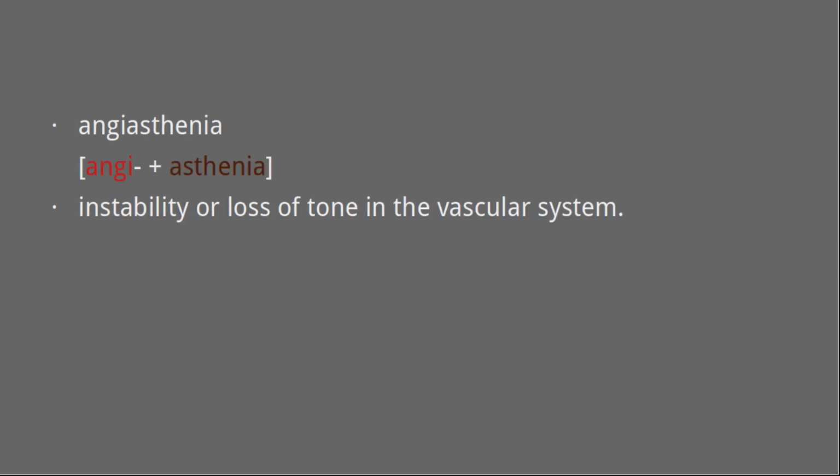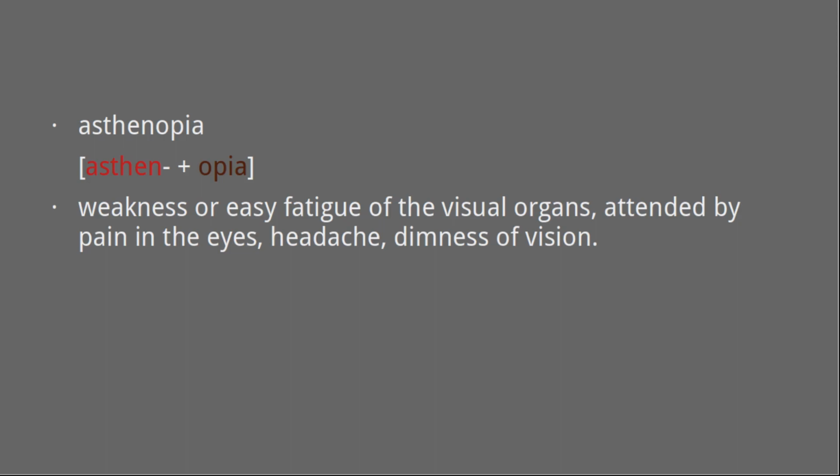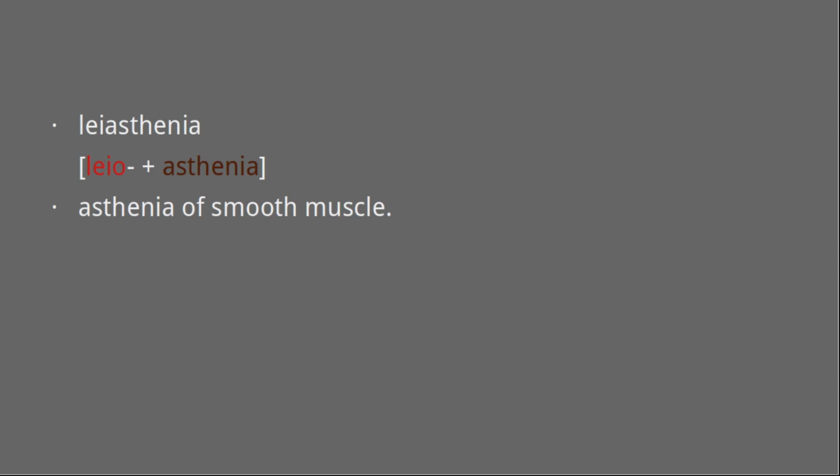Moving on, we have angiasthenia, which is a term used to describe instability or loss of tone in the vascular system. The prefix angi refers to blood vessels, so angiasthenia means weak blood vessels. Next, we have asthenopia, which is weakness or easy fatigue of the visual organs, attended by pain in the eyes, headache, dimness of vision.